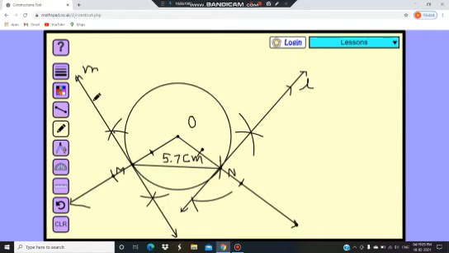So you can say that line M and line L are the required lines, the tangents passing through the points M and N. Okay.